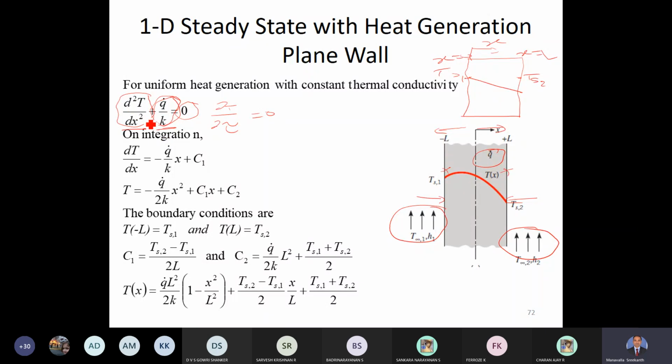Then for a second order equation to get a solution, we will need two boundary conditions. Why two boundary conditions? Since this is d²T/dx², as a part of the solution, you will have to integrate twice. When you integrate twice, you will get two constants of integration. To evaluate those two constants, you will need two boundary conditions. We already have these two boundary conditions, the temperature on the left hand side and the temperature on the right hand side. So if you integrate this equation once, the square will go.